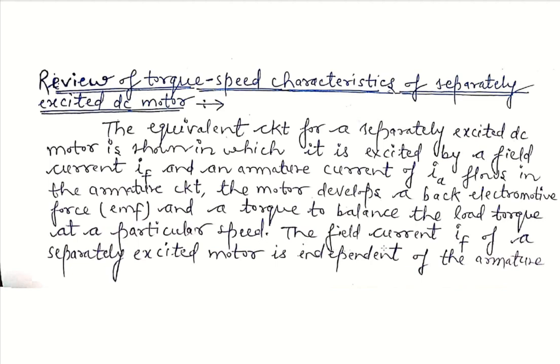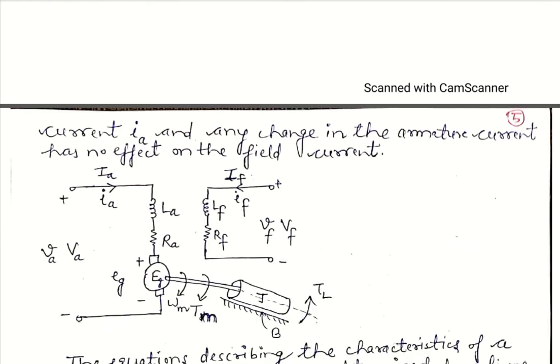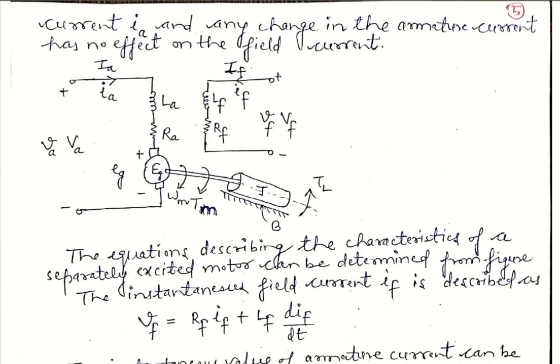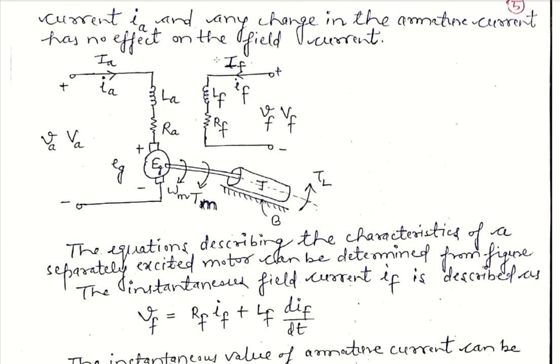The field current IF of a separately excited DC motor is independent of the armature current. As it is a separately excited DC motor, the field current doesn't depend on the armature current, and any change in the armature current has no effect on the field current. So no change in armature current when the field current changes.